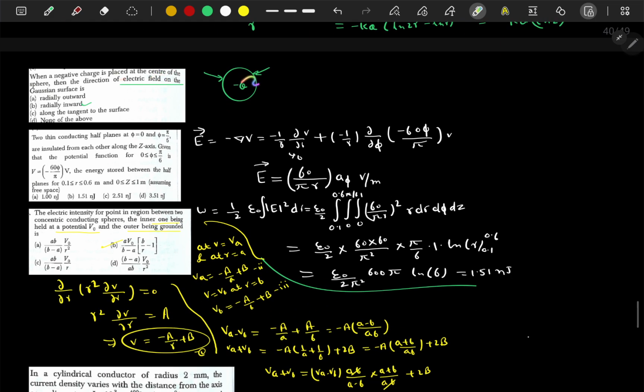When a negative charge is placed at the center of the sphere, then the direction of the electric field on the Gaussian surface is radially inwards.